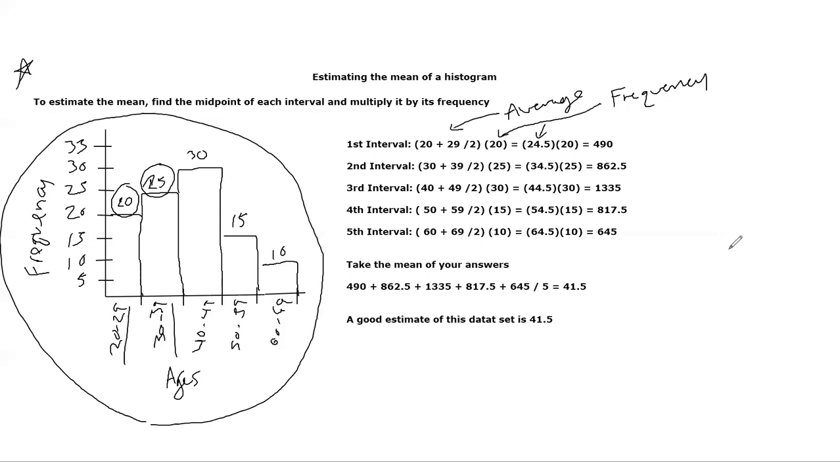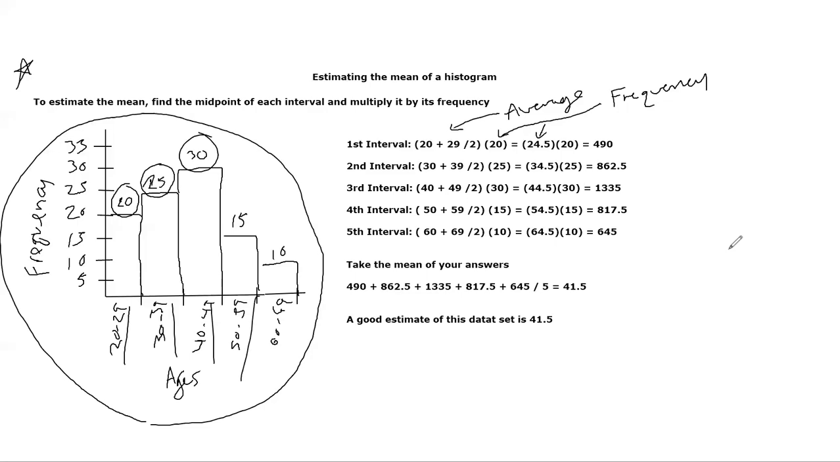The third interval, right? It's in between 40 to 49. I'm going to take the mean of that. So 40 plus 49 is 89, divided by 2 is 44.5. Multiply 44.5 times the frequency, which happens to be 30. And I end up with 1,335, which is my biggest number so far, and it's my largest bar graph so far. Okay, fourth interval. It drops significantly. My bar graph in the fourth section should be smaller, so my numbers at the end should be smaller.